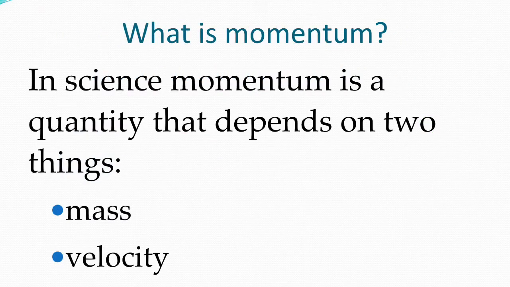We'll come back to that in a few minutes, but for now we're looking at momentum, and one way of thinking about momentum is how difficult it is to stop something or to get it moving. Momentum depends on 2 things. One is the mass of the object that's moving, and the other is its velocity, how quickly it's moving.